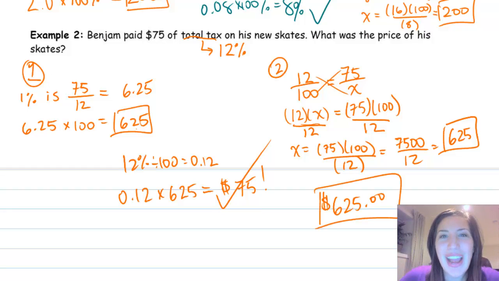So now you are experts at finding the percent of the number, and you've just learned how to figure out what the number is when you know the percent. We're going to practice this in class tomorrow and then review all about percents.